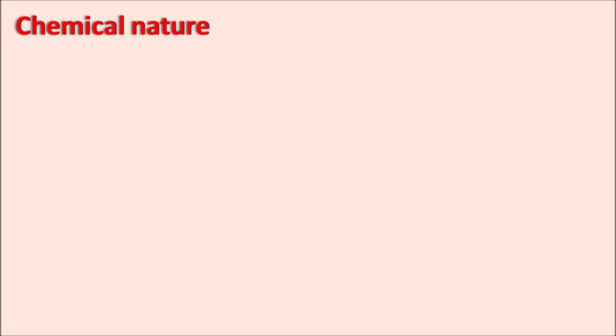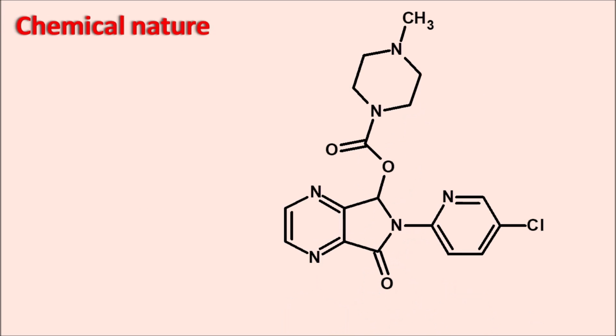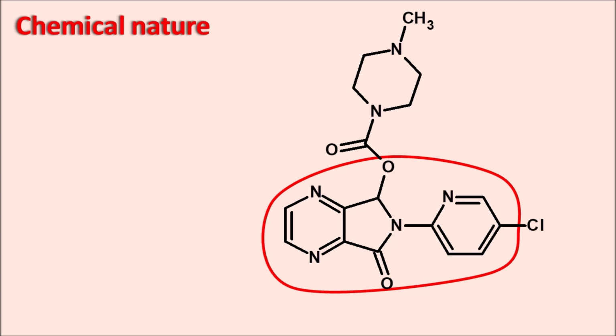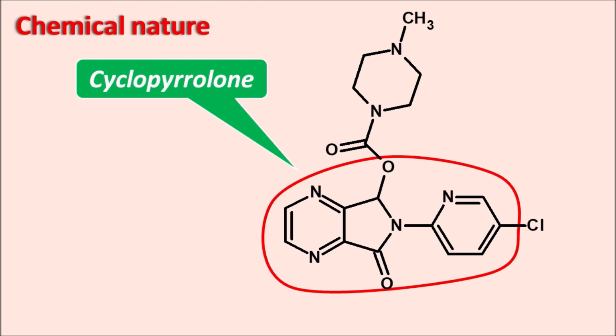Now let us see the chemical nature of this drug. This is the structure of S-Zopiclone, and here we can clearly observe that it does not have the benzodiazepine ring system, but it has a large moiety here. This is nothing but the cyclopyrrolone ring system. That's why S-Zopiclone is considered a cyclopyrrolone derivative.